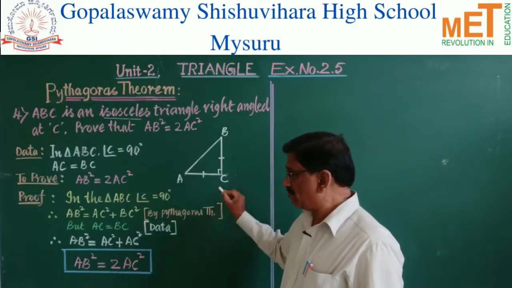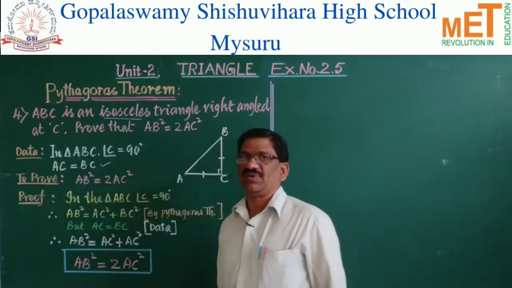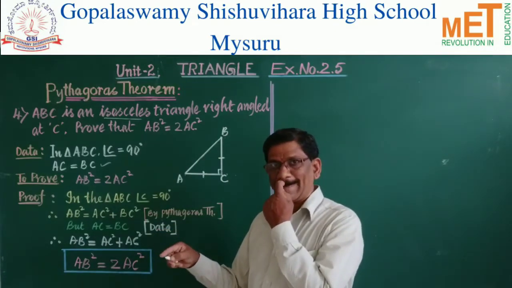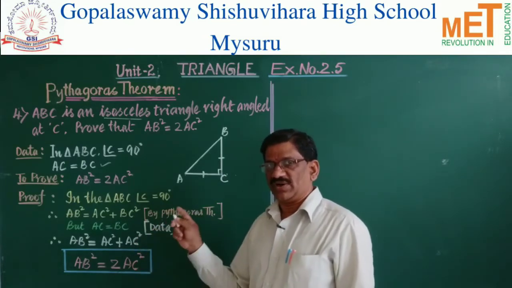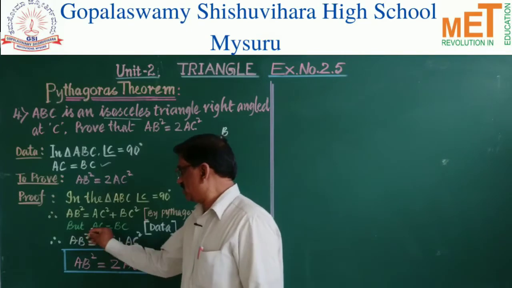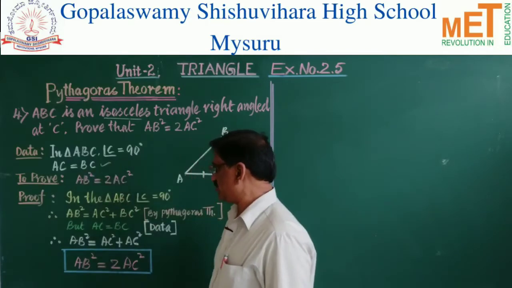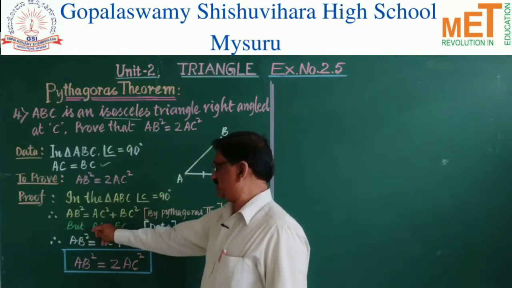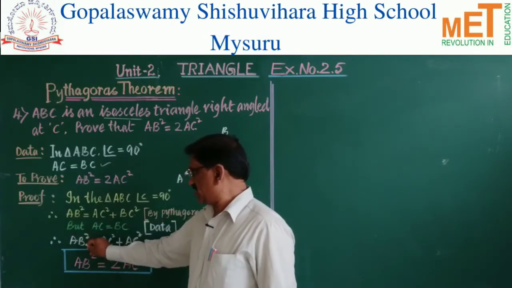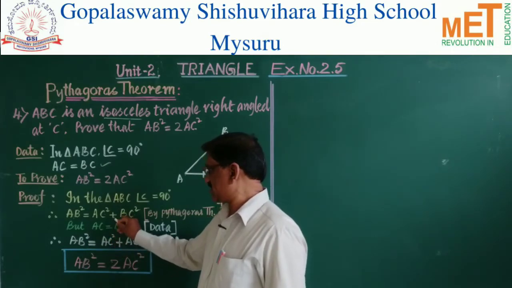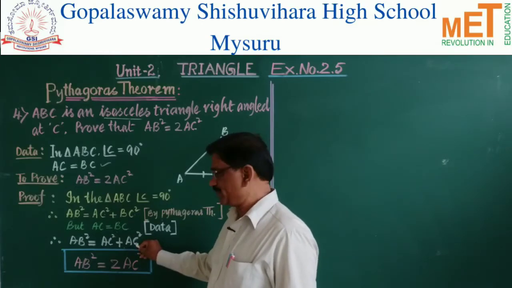Clear, children? But it is given in the data that AC is equal to BC. So wherever BC is there, can we substitute AC, or wherever AC is there, can we substitute BC, because one and the same, isn't it? So because AC is equal to BC, that is in the data, I am going to replace BC by AC. Clear? Then what happens? The equation becomes AB square is equal to AC square plus, in place of BC, I am replacing AC, then it becomes AC square.